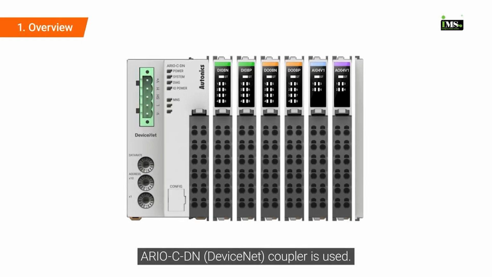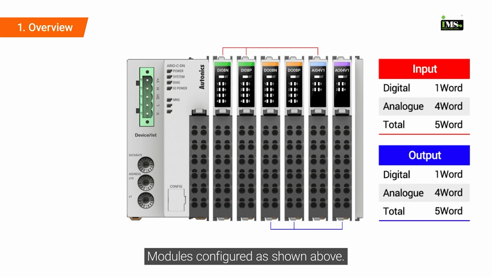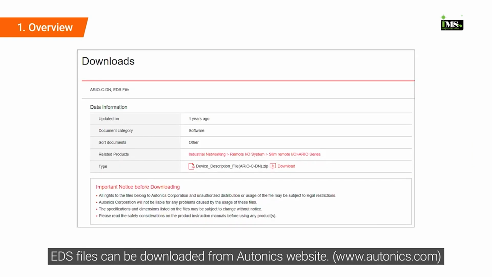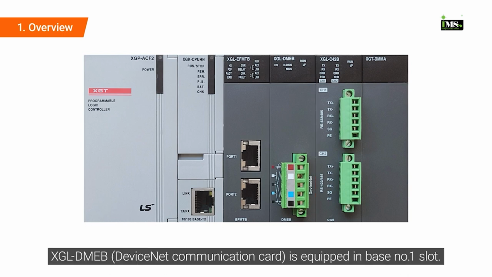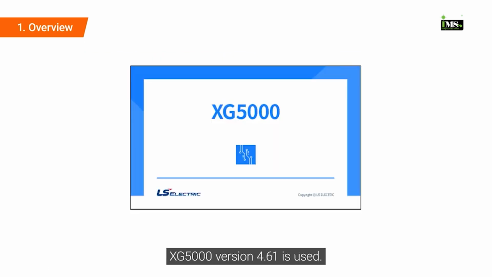ARIO-C-DN coupler is used. Modules configured as shown above. EDS files can be downloaded from Autonics website. XGT PLC is used as above. XGL-DMEB is equipped in base number 1 slot. XG5000 version 4.61 is used.